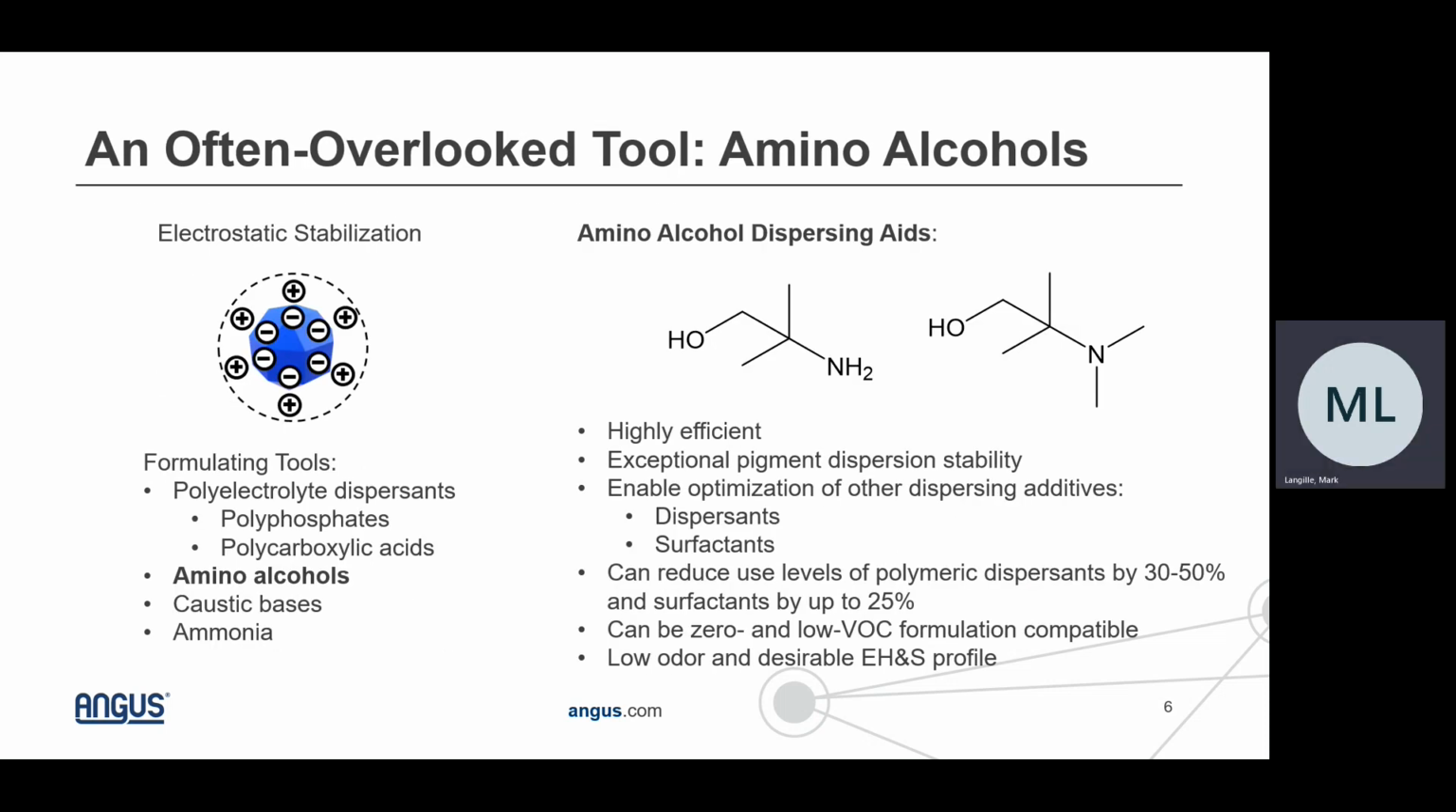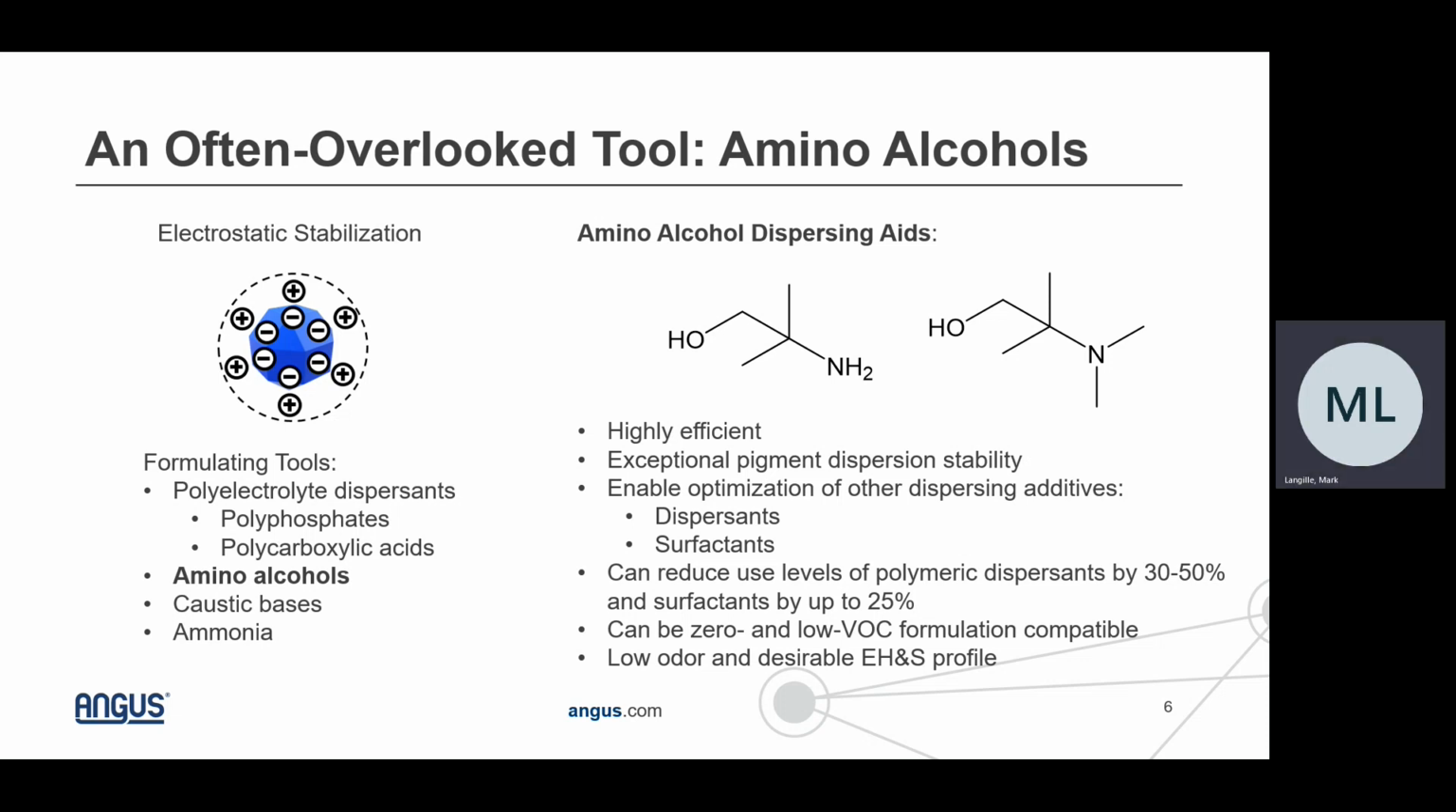There is, however, another tool to disperse and stabilize pigments that's often overlooked by a lot of formulators, and that's amino alcohols, which act primarily by electrostatic stabilization. And this isn't unfamiliar to most formulators. Most traditional dispersants are composed of either carboxylic acids or phosphate groups, which can stabilize pigments by, in part, electrostatic interactions. You can also achieve electrostatic stabilization using inorganic bases or ammonia, for instance, but amino alcohols are particularly effective tools at this.